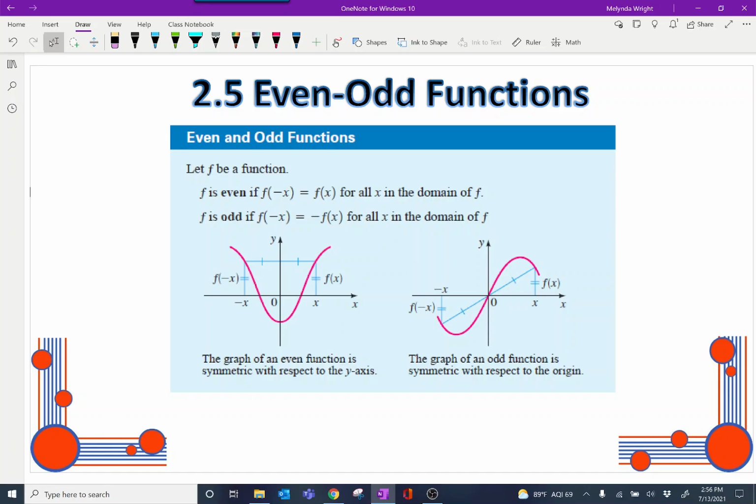All right, let's take a look at our lesson on even and odd functions. So let's look at the algebraic way to determine an even or odd function.